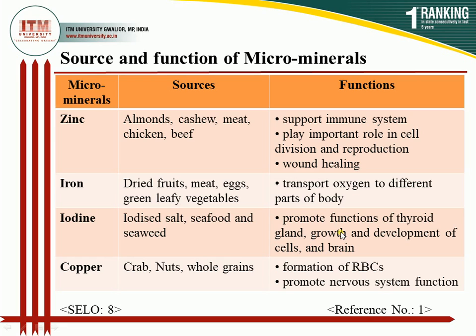Next one is copper. Crab, nuts, whole grains are the sources of copper. Copper helps in the formation of RBCs, that is, red blood cells, and it promotes nervous system function. Deficiency of copper is caused by poor nutrition, poor absorption, and excessive zinc intake. So the committee has recommended to consume 800 mg copper per day.